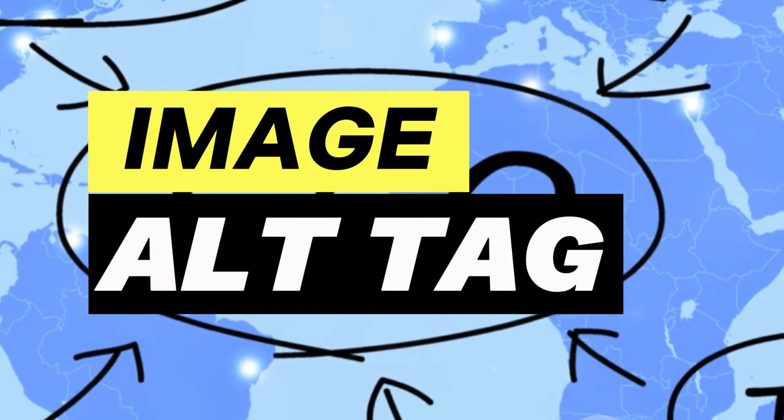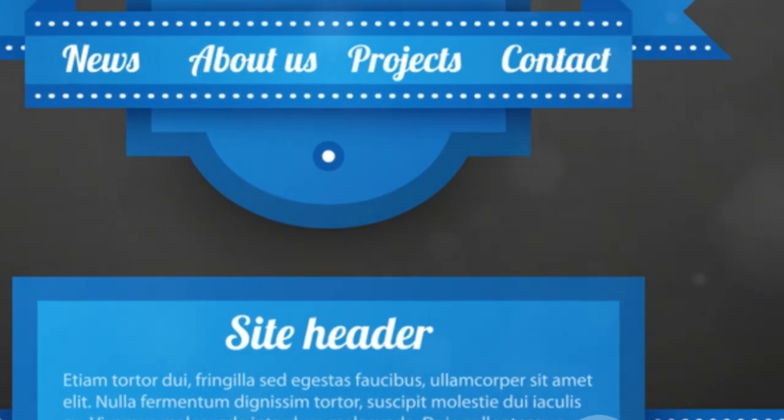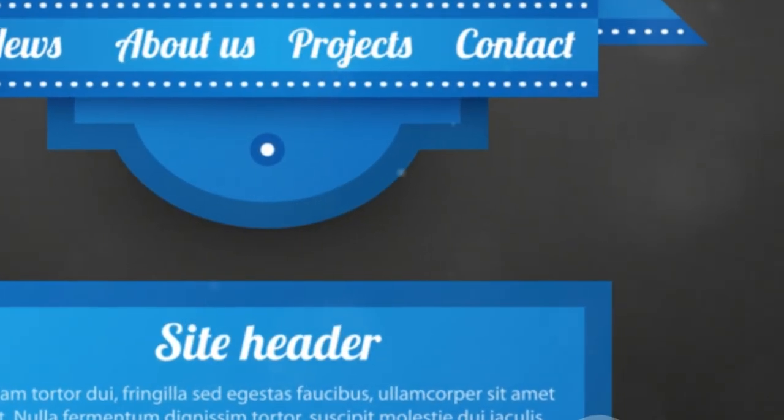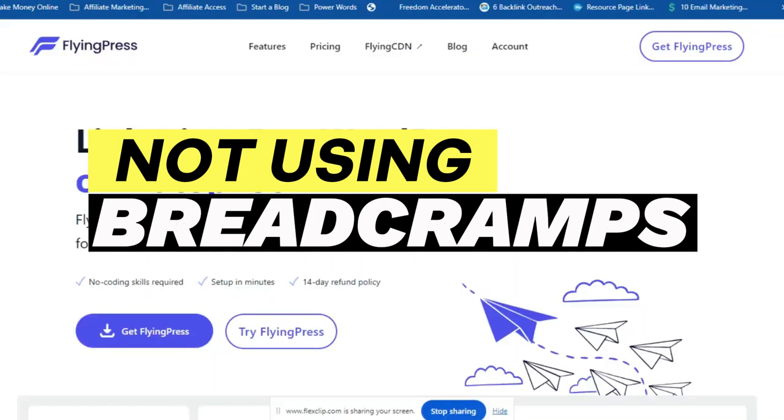Create a clear sitemap that outlines your website's structure. Use internal linking to connect related pages and improve navigation. Breadcrumb navigation helps users understand their location on your site.